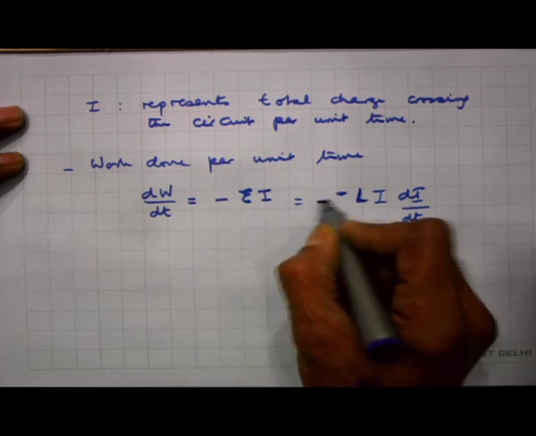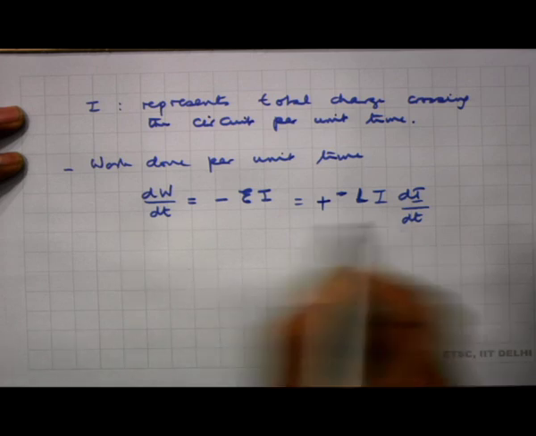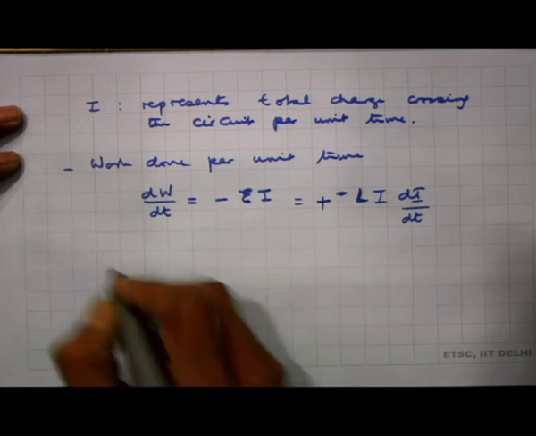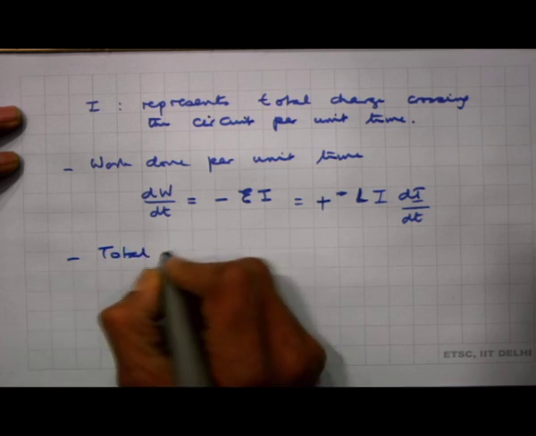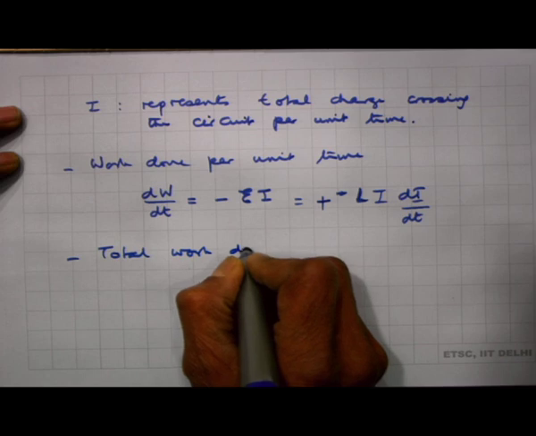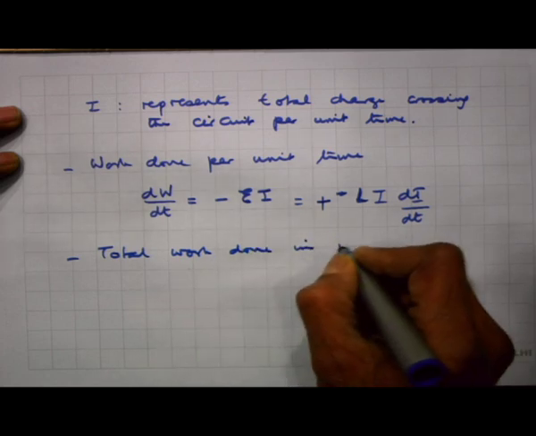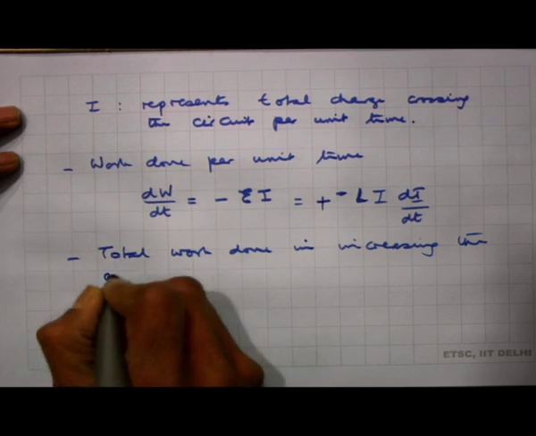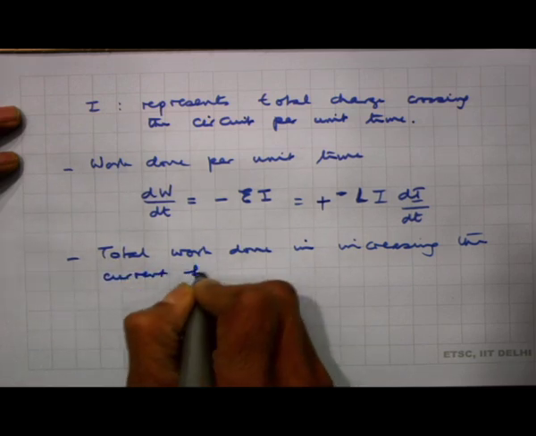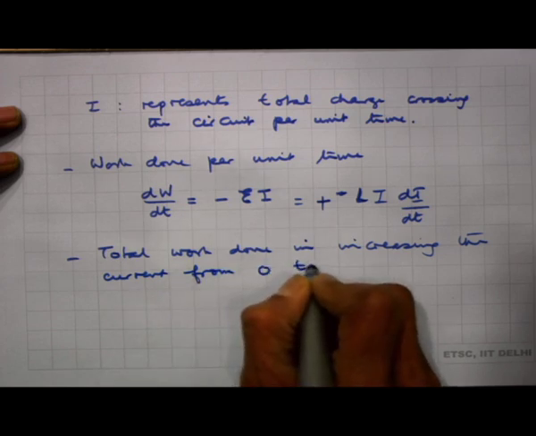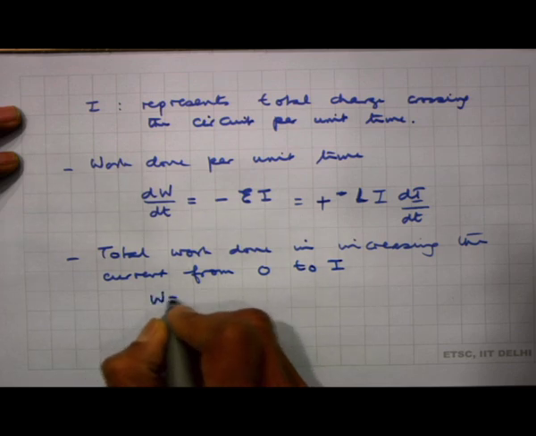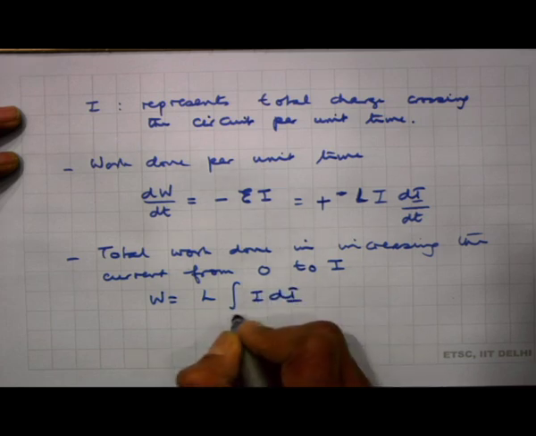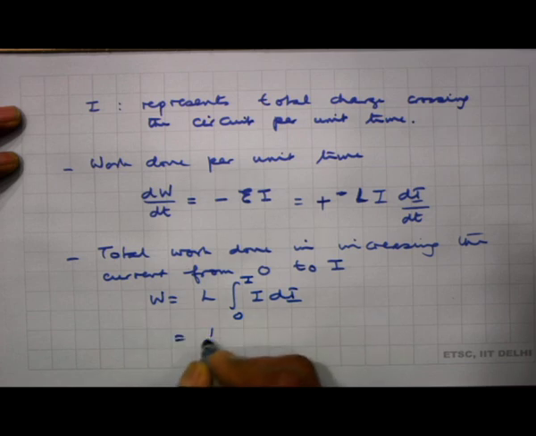E is minus L dI by dt, and with the minus sign here it becomes plus L I dI by dt. So, I can calculate the total work done in increasing the current from 0 to I: W is equal to L times the integral of I dI from 0 to I, which is equal to half L I square.